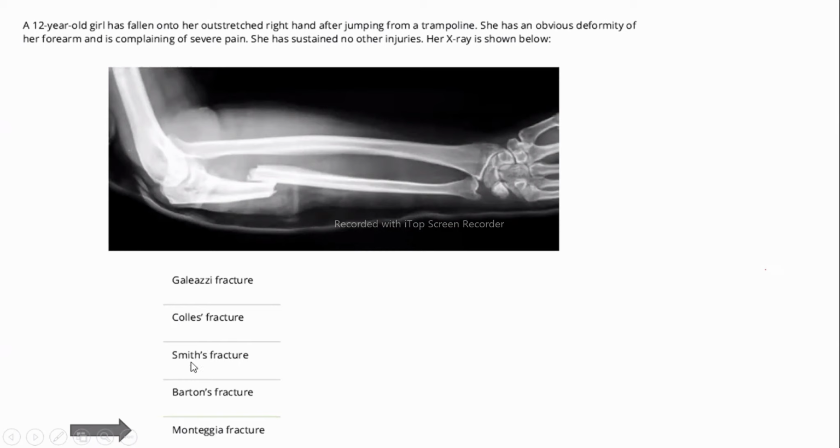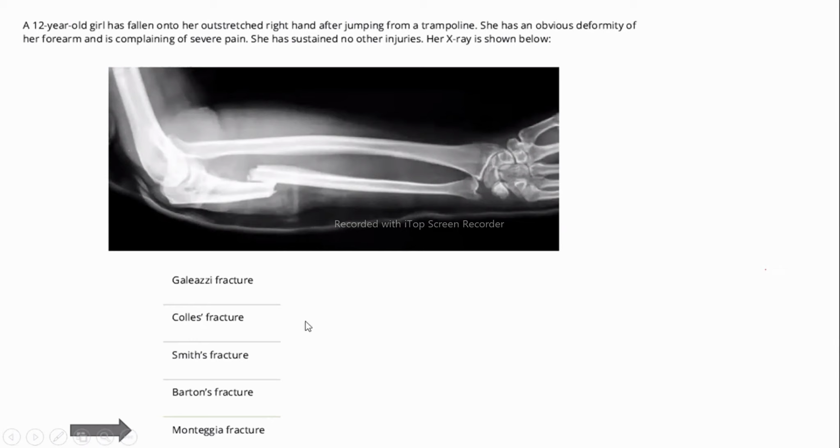Regarding Colles, Smith, Barton, in the wrist. Colles, is it anterior or posterior? We will discuss it now and it will be clear for you. But just remember, Colles and Smith are the opposite.